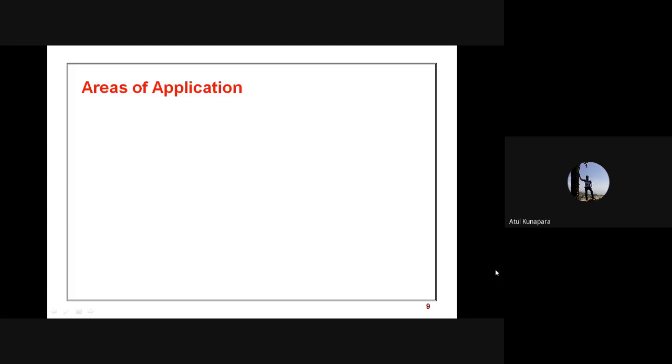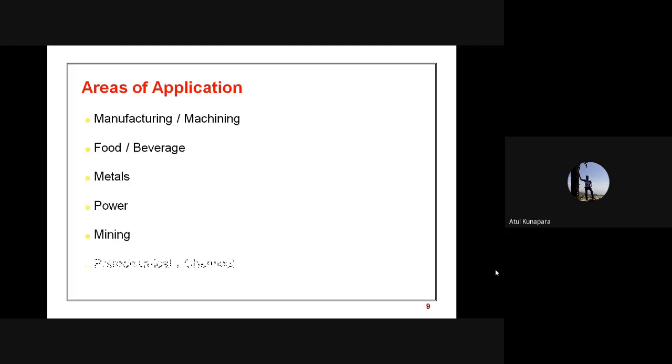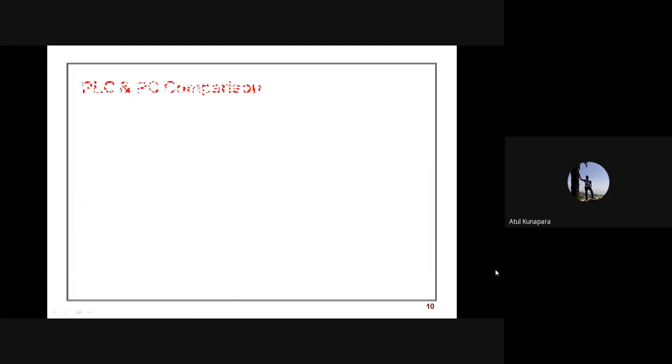Now, where are the areas where we can use the PLC? There are various areas like manufacturing, machining, food, beverages, metals, power, mining, petrochemical, and chemical industries. All of these can use the PLC in automation.